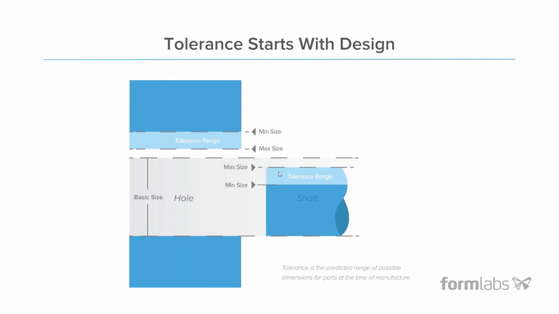And you can see the two different tolerance ranges, minimum and maximum, on the tolerance between the two. And remember, this is a good example here of a clearance fit, but if we were in an interference fit, we'd start to intersect these tolerance zones.